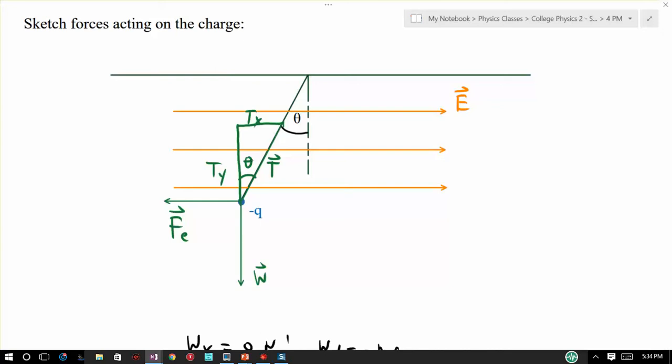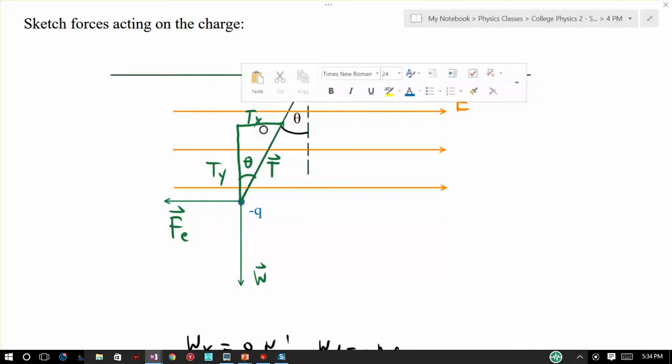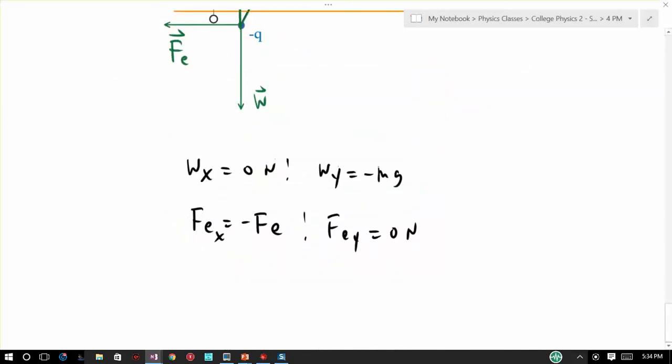So we already established that the x and y parts are both positive. But in terms of sine and cosine, what is Tx? Is it sine or cosine? Sine, because it's opposite. And Ty is cosine, because it's adjacent. So this is basically what we wrote down last week. Same sort of things. So Tx is positive T sine theta, and Ty is positive T cosine theta.